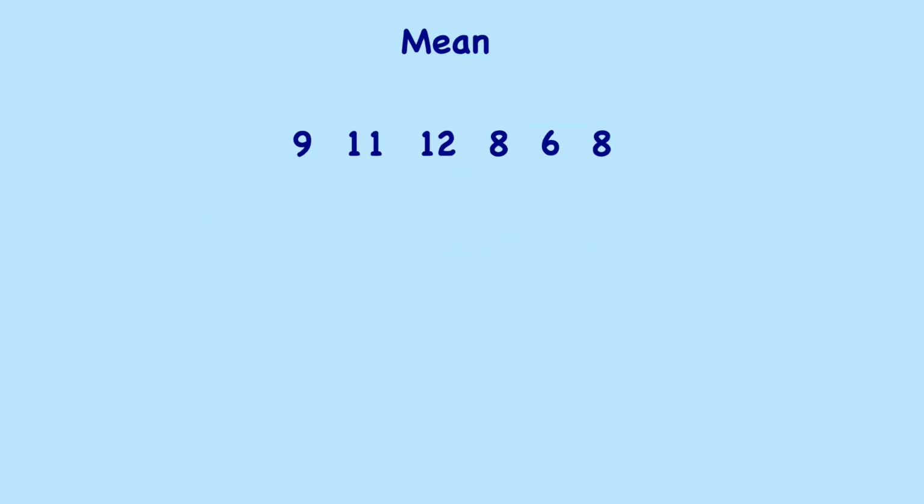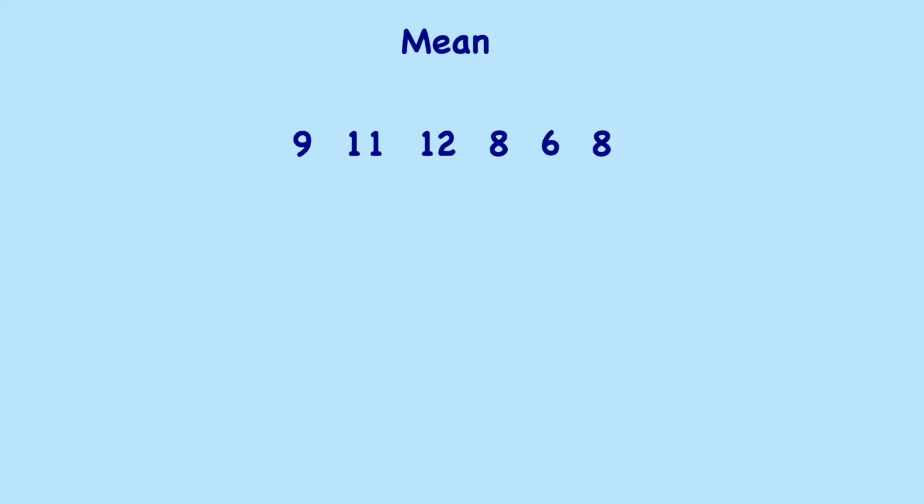Let's look at another example. Here we have some more information that we want to work out the mean average from. So here we have 6 children, and they all took a spelling test, and these are their scores in the spelling test. So we can see that one child scored 9, another one scored 11, another child scored 12, another child scored 8, 6 and 8. So we want to know what's the mean average score in this spelling test.